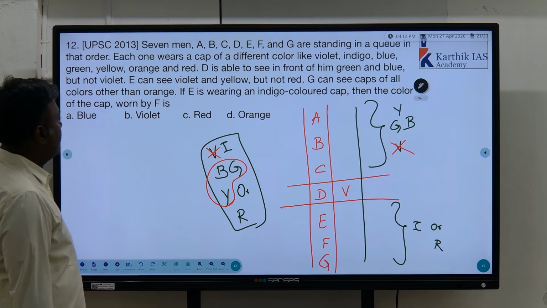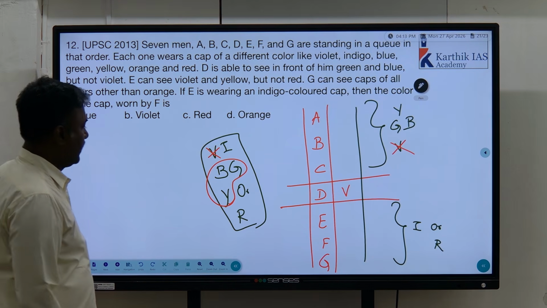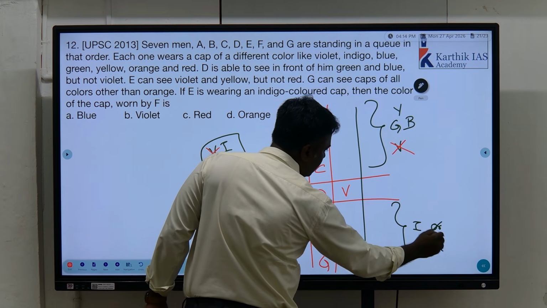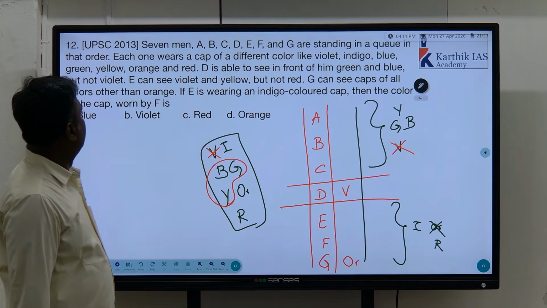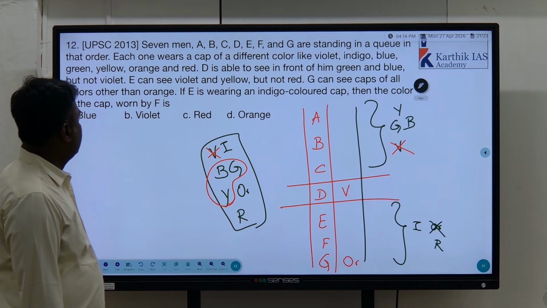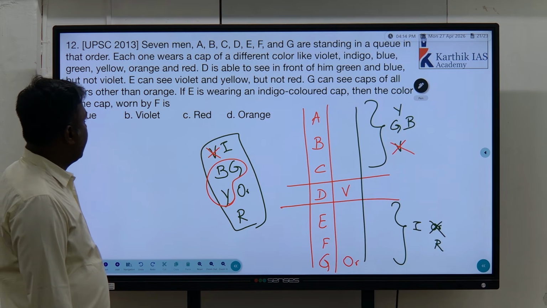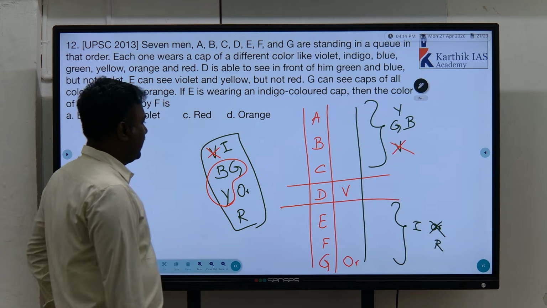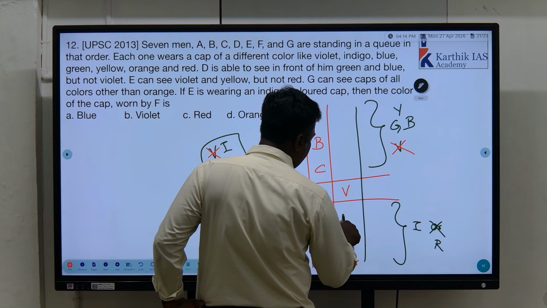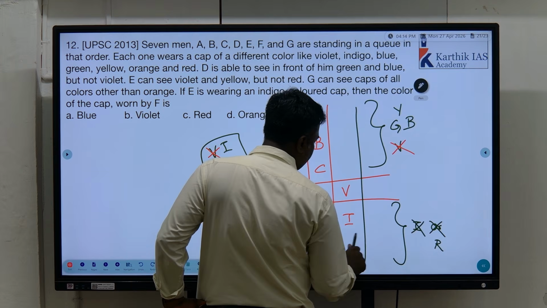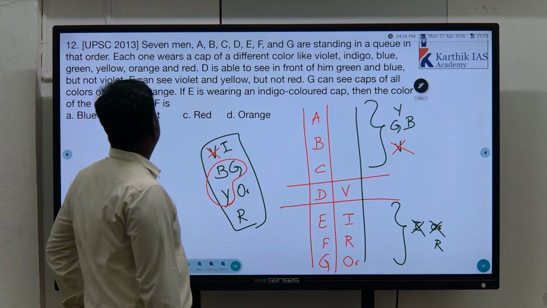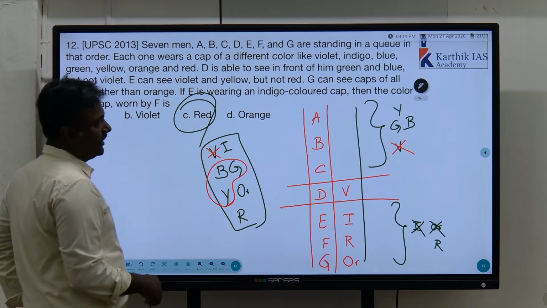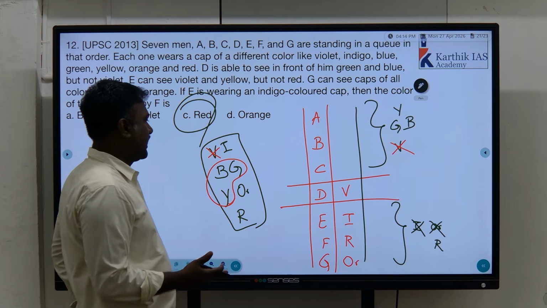Okay, now G can see all the caps other than orange. What is the meaning? G is wearing orange color. So this is also confirmed. E can see violet and yellow, but not red. That is fine. If E is wearing indigo, then this is obviously red. Then the color worn by F is red. That Y, G, B, whatever it is, doesn't matter for us.